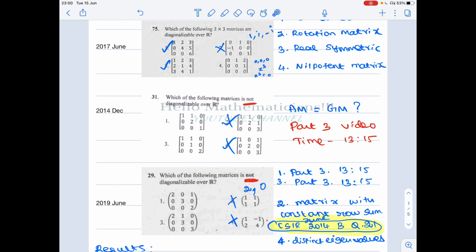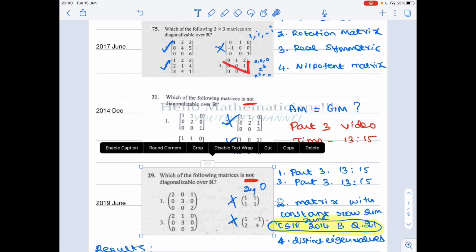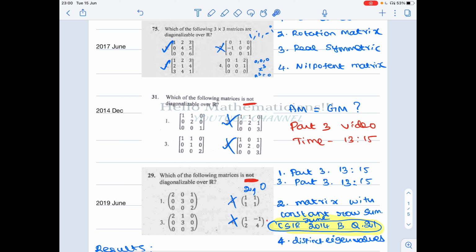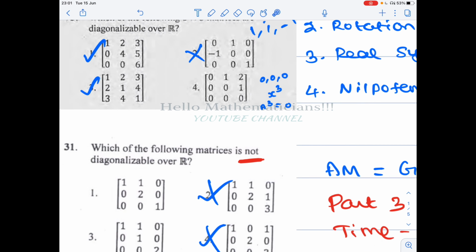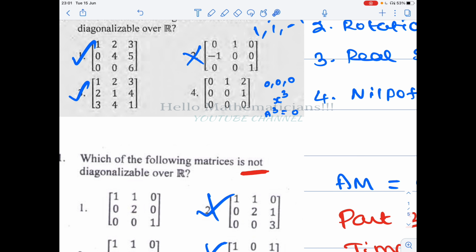So again, fourth option: this matrix is in the upper triangular form. Therefore, diagonal entries are 0, 0, 0. Okay. But more is true. This is a strictly upper triangular matrix. Strictly upper triangular means diagonal entries are also 0, 0, 0. So for such matrices, the eigenvalues are 0, 0, 0.